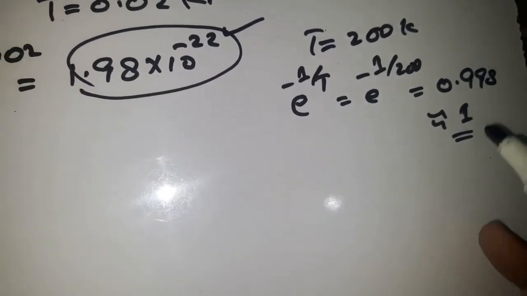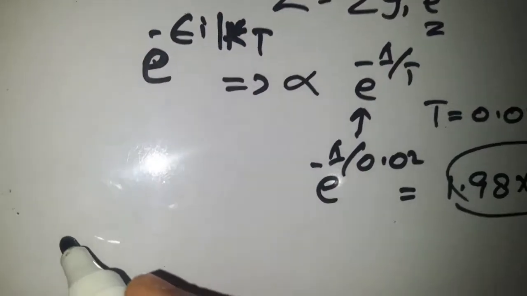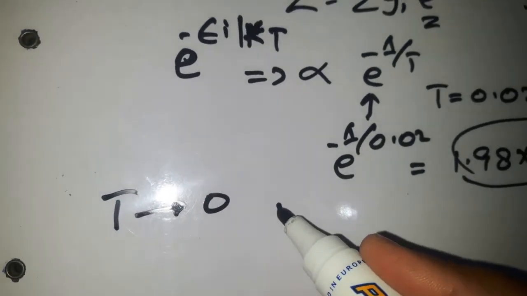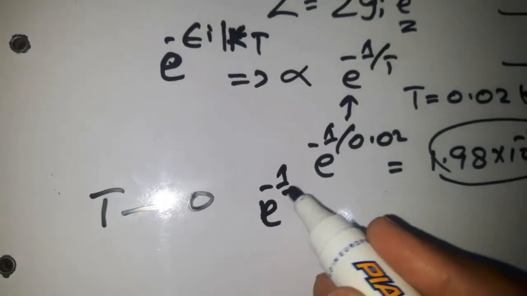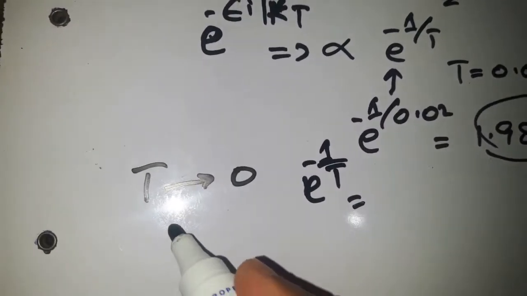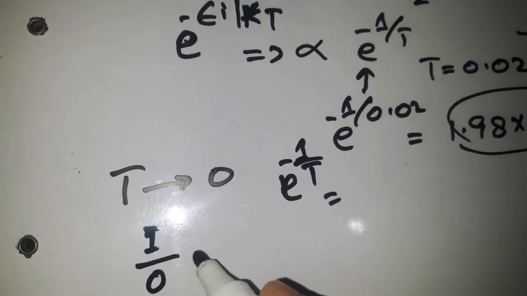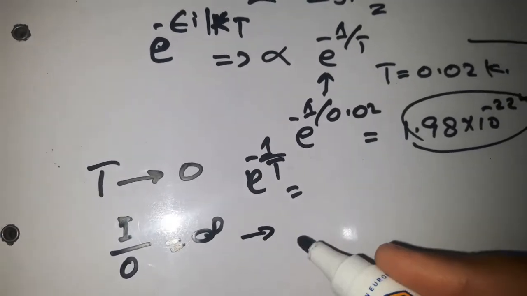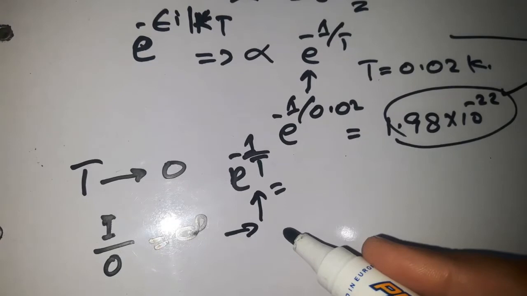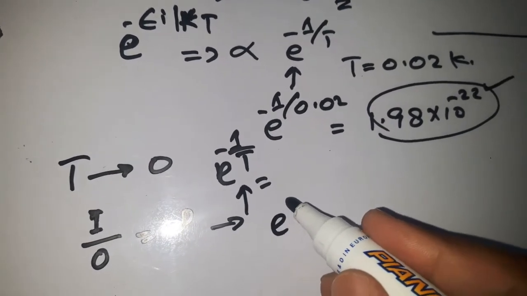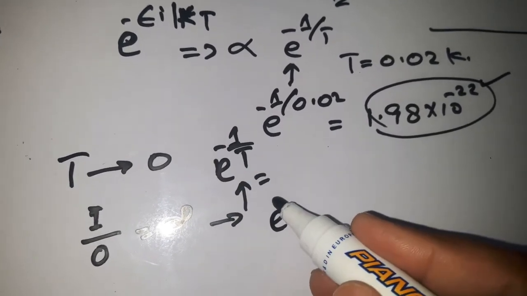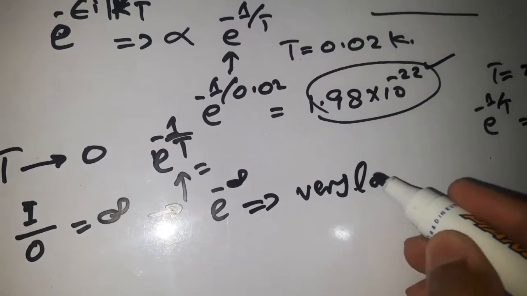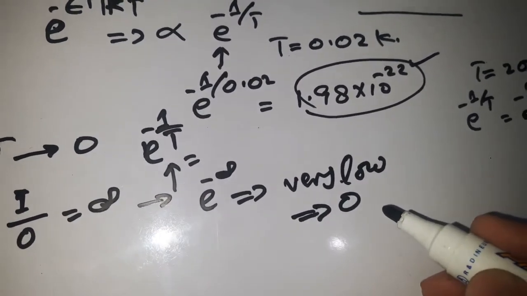Just explaining further, when the temperature is very low, approaching 0, we have the exponential term e raised to minus 1 over T. Here 1 over 0 is mathematically equal to infinity, so putting this in minus 1 over T, e raised to plus infinity is a very high value, but we have a negative sign, so minus infinity, which is a very small value, approaching 0. So this value is giving us 0.